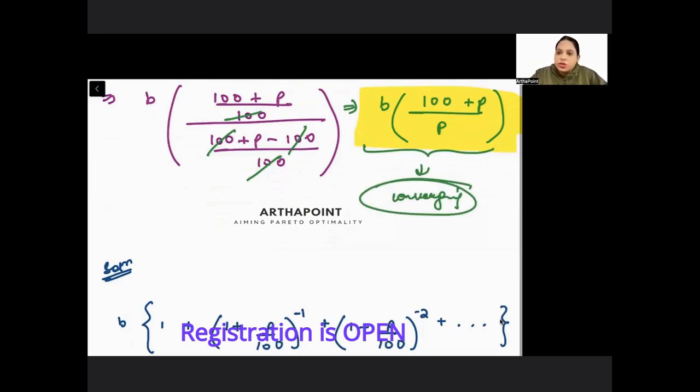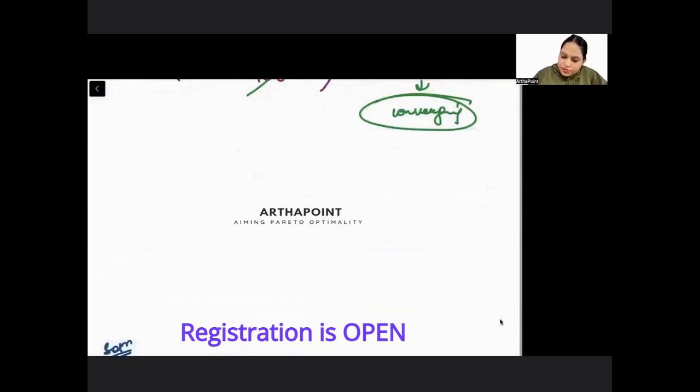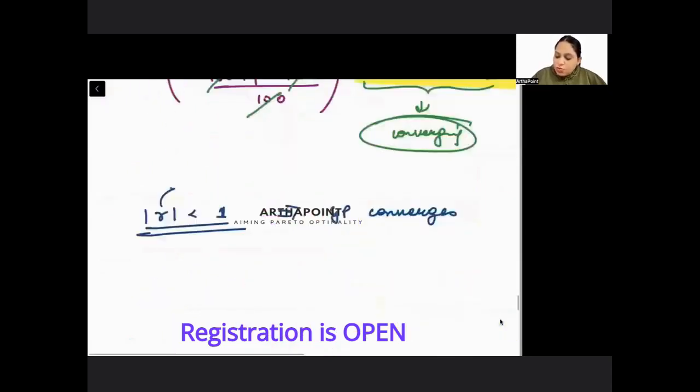But the other way of going ahead and of understanding this thing is that whenever you have mod of R less than 1, right, then your geometric progression converges. Whenever your mod R is less than 1, your geometric progression converges. So mod R means what? Mod of the common ratio.